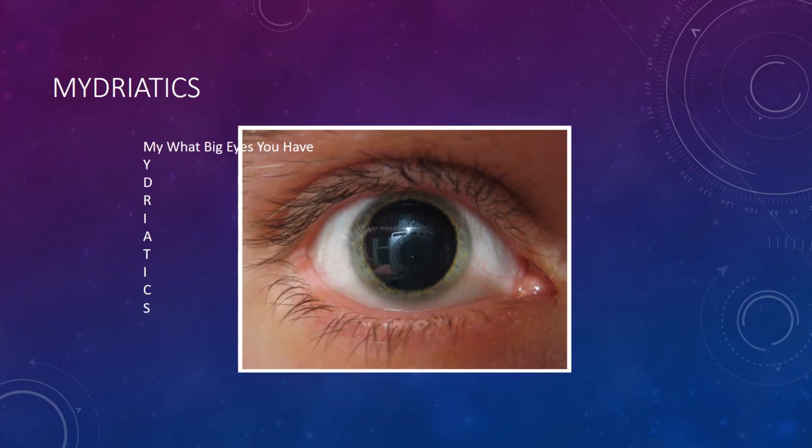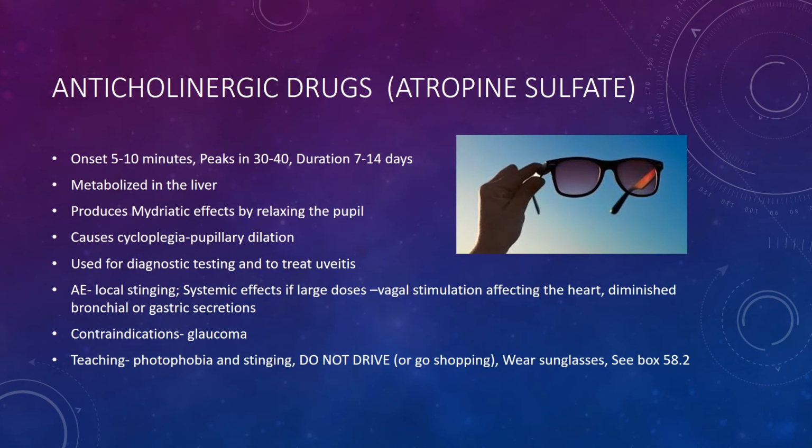Mydriatics, what big eyes you have. So mydriatics are medications that are used to diagnose, because look at that wide area there. You're going to be able to see in there, okay? So, or the doctor is going to be able to see in there. So mydriatics are primarily used for diagnosing. So our first one that we utilize there is atropine. That's what's used. The onset is quick, 5 to 10 minutes. It can last a long time, but typically you see it go away within a day.